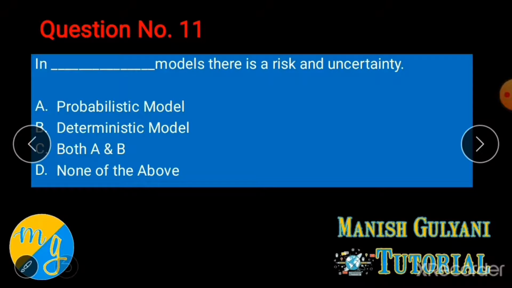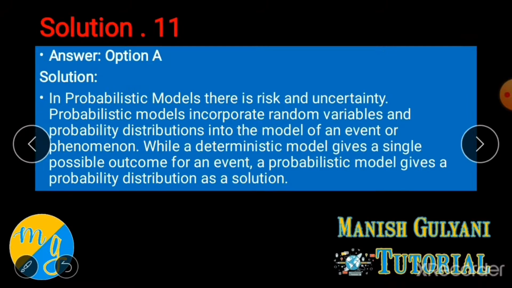In dash model there is a risk and uncertainty. Again a very easy one, just the opposite of the 10th question. Under that question everything is certain and defined, but under this there is risk and uncertainty, so the answer is A, probabilistic model. Where there is risk and uncertainty involved, there is an element of risk. So the answer is the probabilistic model. In the probabilistic model there is risk and uncertainty both. It means you have to guess. It may rain today, it may not rain today.